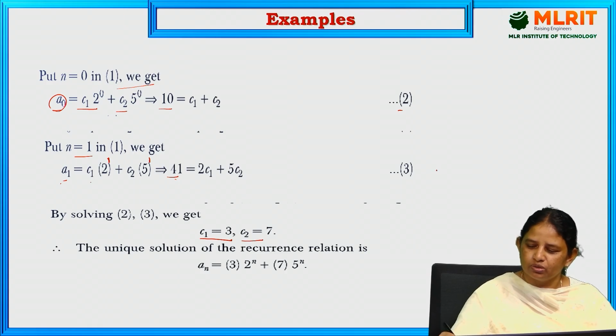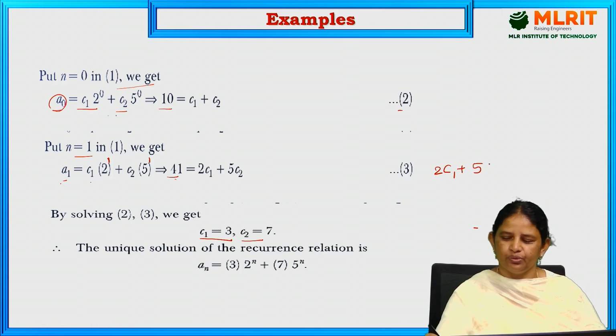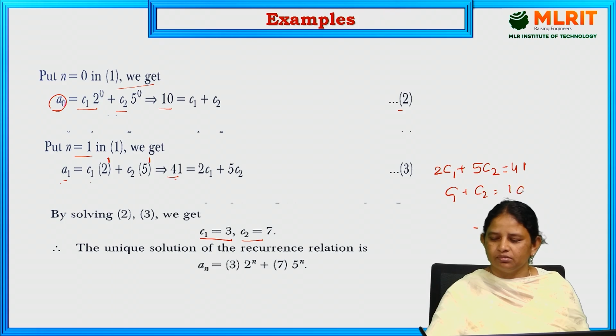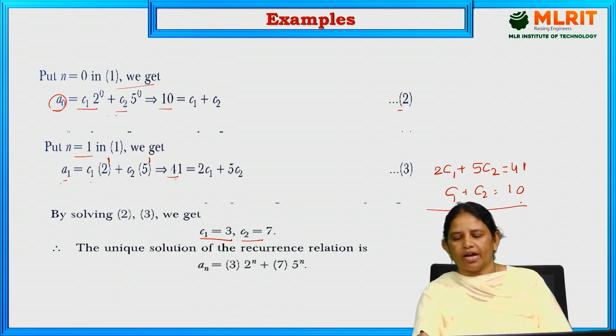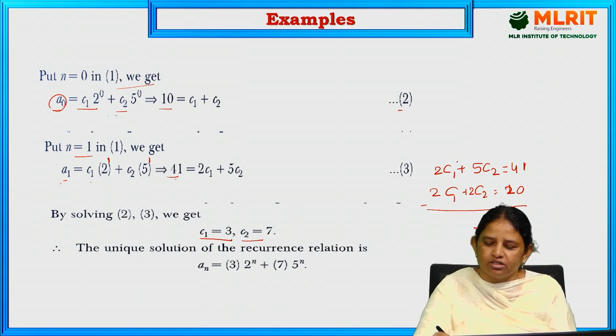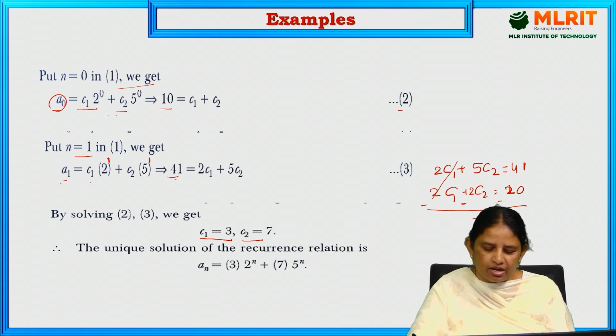That is 2 C1 plus 5 C2 equal to 41, and C1 plus C2 equal to 10. Then we need to multiply equation 2 by 2, and we'll get 2 C1 plus 2 C2 equal to 20. We have to subtract, which means the 2 C1 terms cancel. That is 3 C2 equal to 41 minus 20, that is 21. Then we'll get the C2 value as 7.